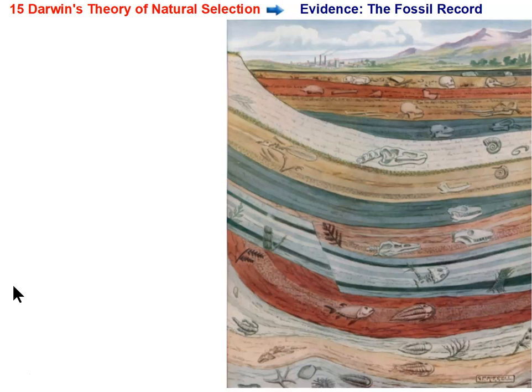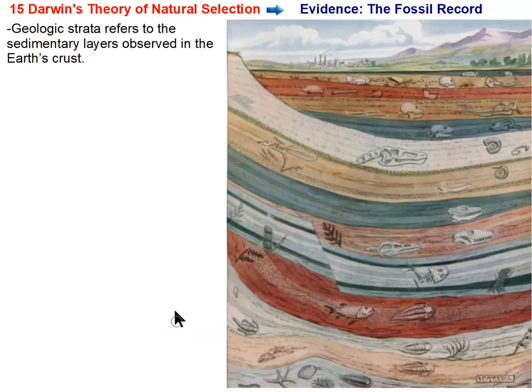Fossils are some of the most convincing evidence that evolution has occurred. It's very evident from the fossil record that species have changed over time. And as we dig down in the Earth's crust, we find that the crust is arranged in layers, and these layers are known as strata. So geologic strata refers to the sedimentary layers observed in the Earth's crust.